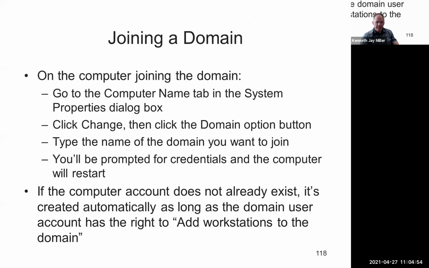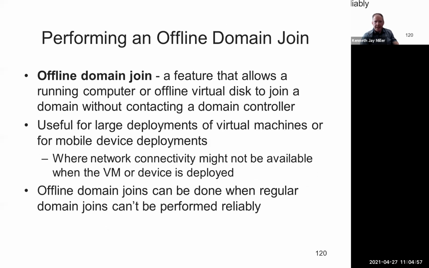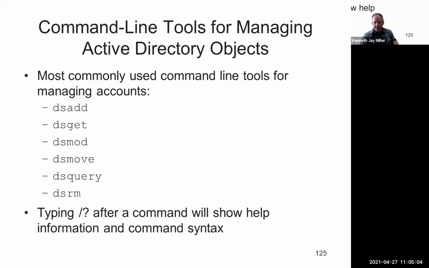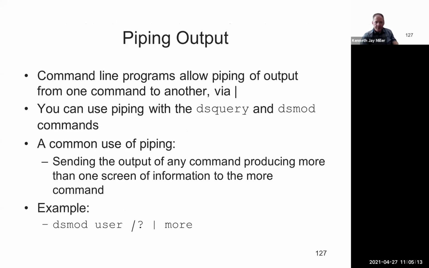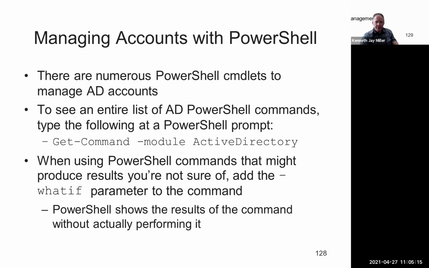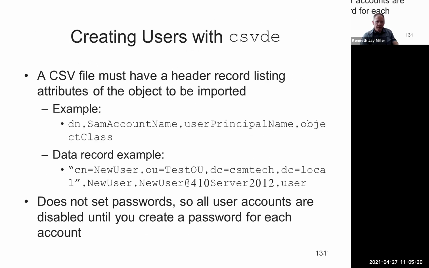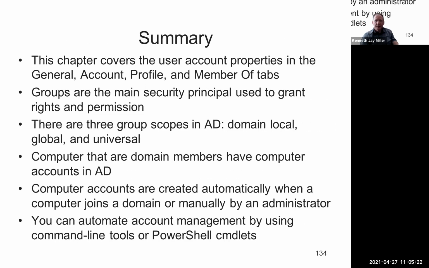There's just some join in domain, which we've done. An offline domain join, we're not going to do that, but you can pre-stage it. Disabling accounts, the Active Directory objects from the command line, you can do some of this with dsadd, dsget, modify, piping output. So a lot of this is PowerShell and so forth. All right. So that's it for today's lecture information.